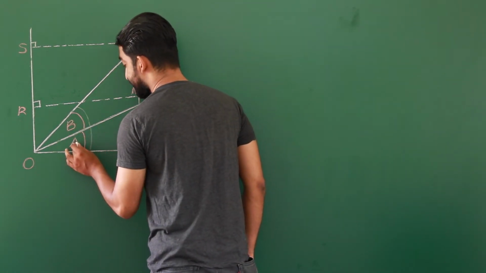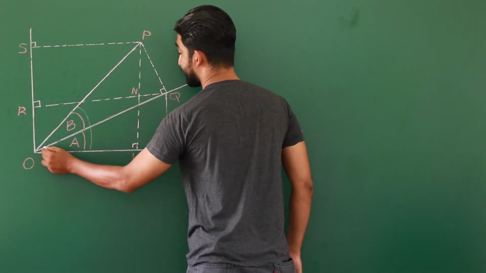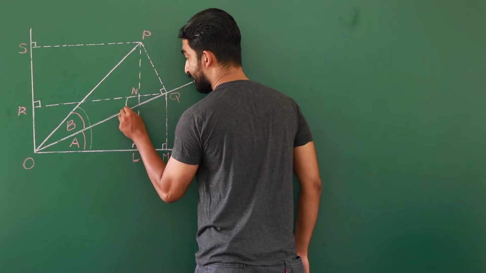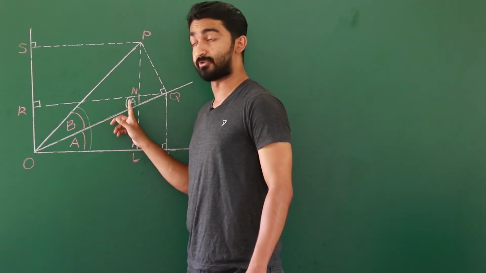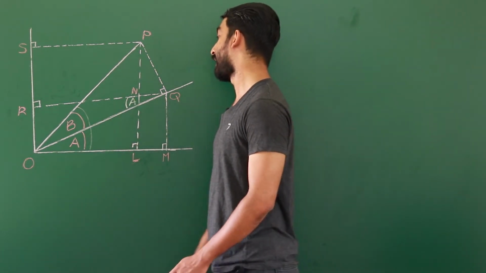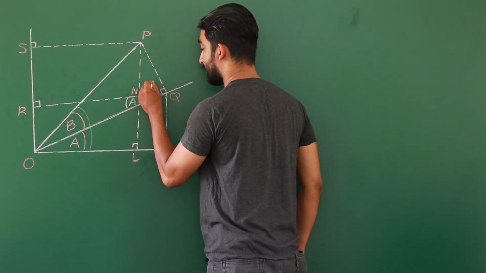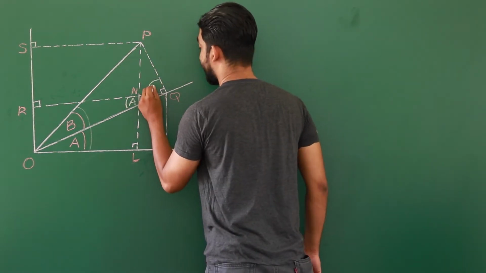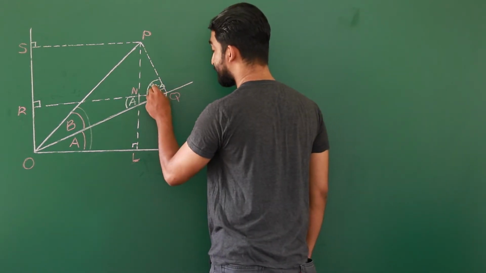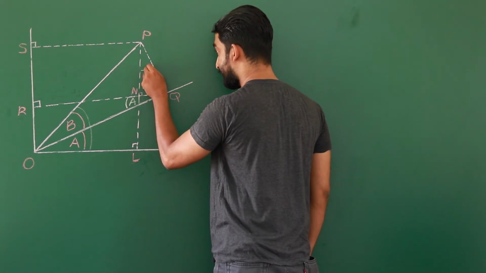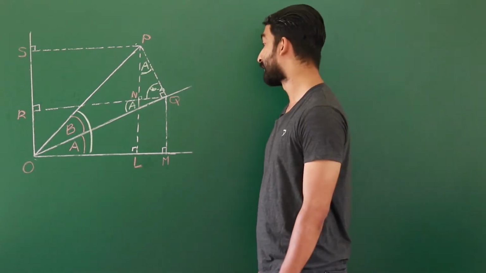Now if this is A, considering the alternate angles of this Z letter, this will be A. And since this angle is 90 degrees, this angle will be 90 minus A. And if this is 90 minus A, since this is 90, this angle will be A. Now let's consider cos A plus B.